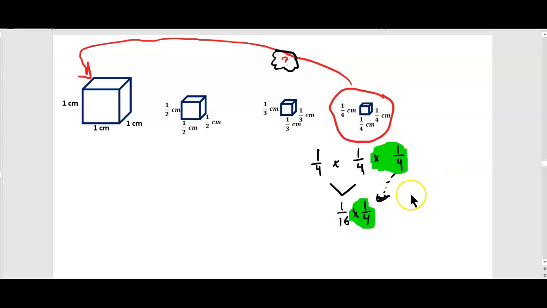Remember that, because we're really getting down to 1/64. This is 1/64th of this, one little tiny piece. That means we need 64 of them to fill up the whole thing.